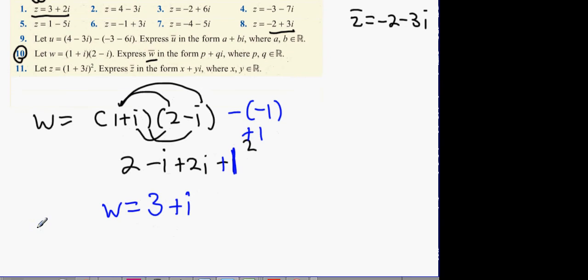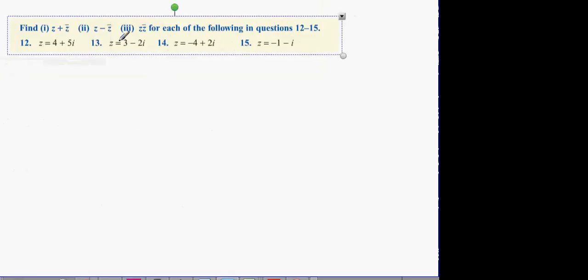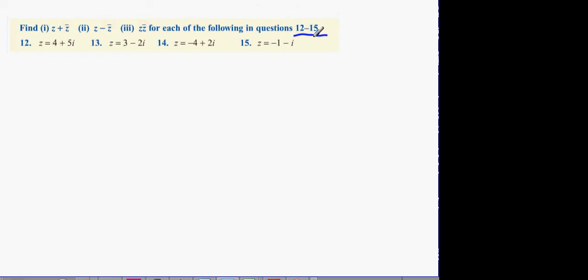Now change it to its conjugate, because you know that W equals this. Now you have to find out what W with the conjugate on top is. So what's the conjugate? 3 minus i. Okay. Any questions? Questions 9, 10, and 11 are all the same. Any questions here? Okay. What it says for questions 12, 13, 14, 15 is that I have to find the number Z plus its conjugate, Z minus its conjugate, and Z multiplied by its conjugate.